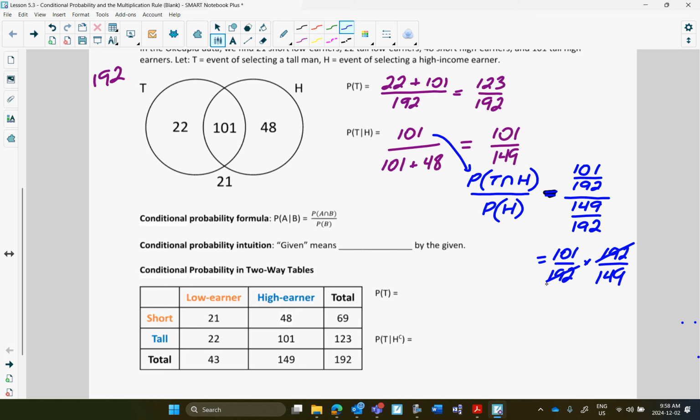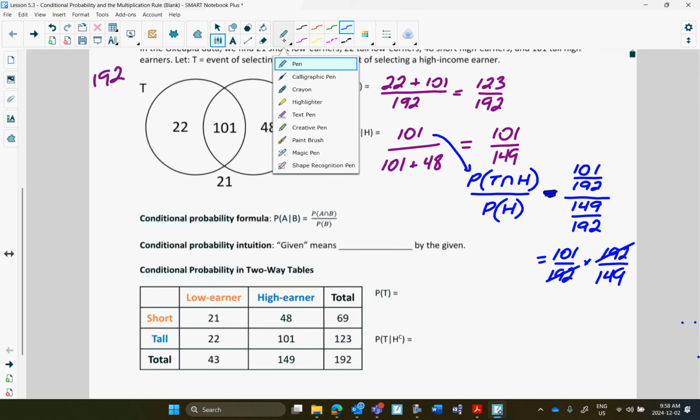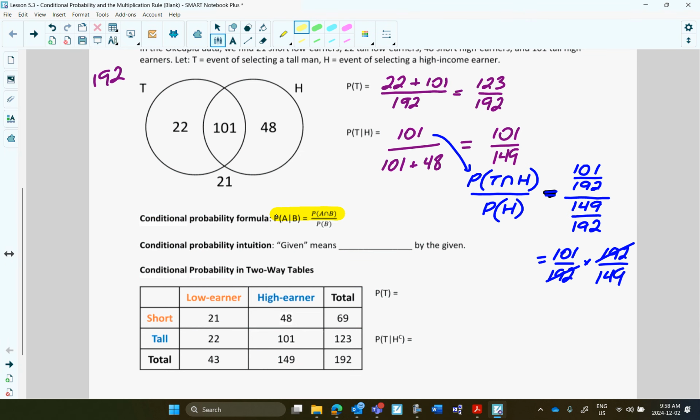So that's why we can use this formula. This is an important formula to remember. This is what we use to calculate conditional probability. And you will be given that formula all the time. You don't have to memorize it.